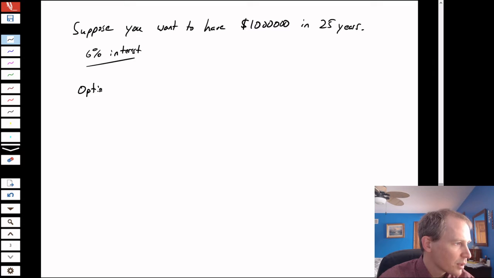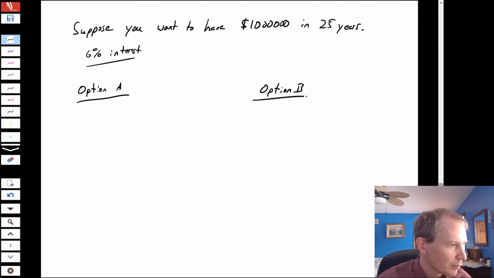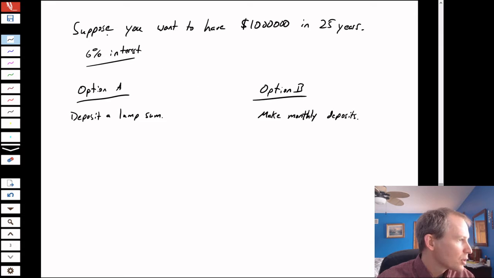All right. I'm going to give you two options to think about. We'll say option A and option B. Option A, we're going to put a lump sum of money into our account now and let it save up over time. Option B, we're going to make monthly deposits. So here's the question. How much does our lump sum have to be? Or how much do our deposits have to be?